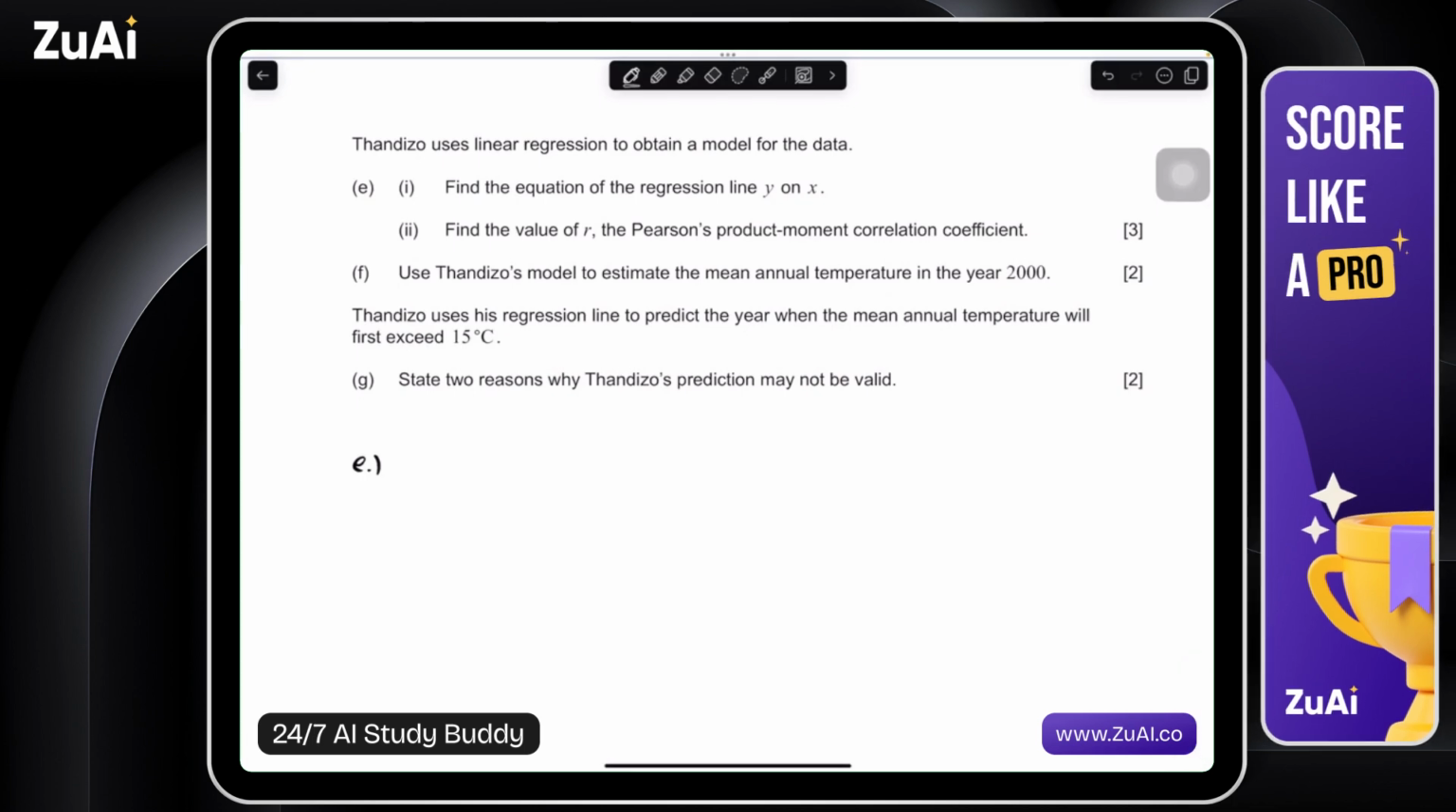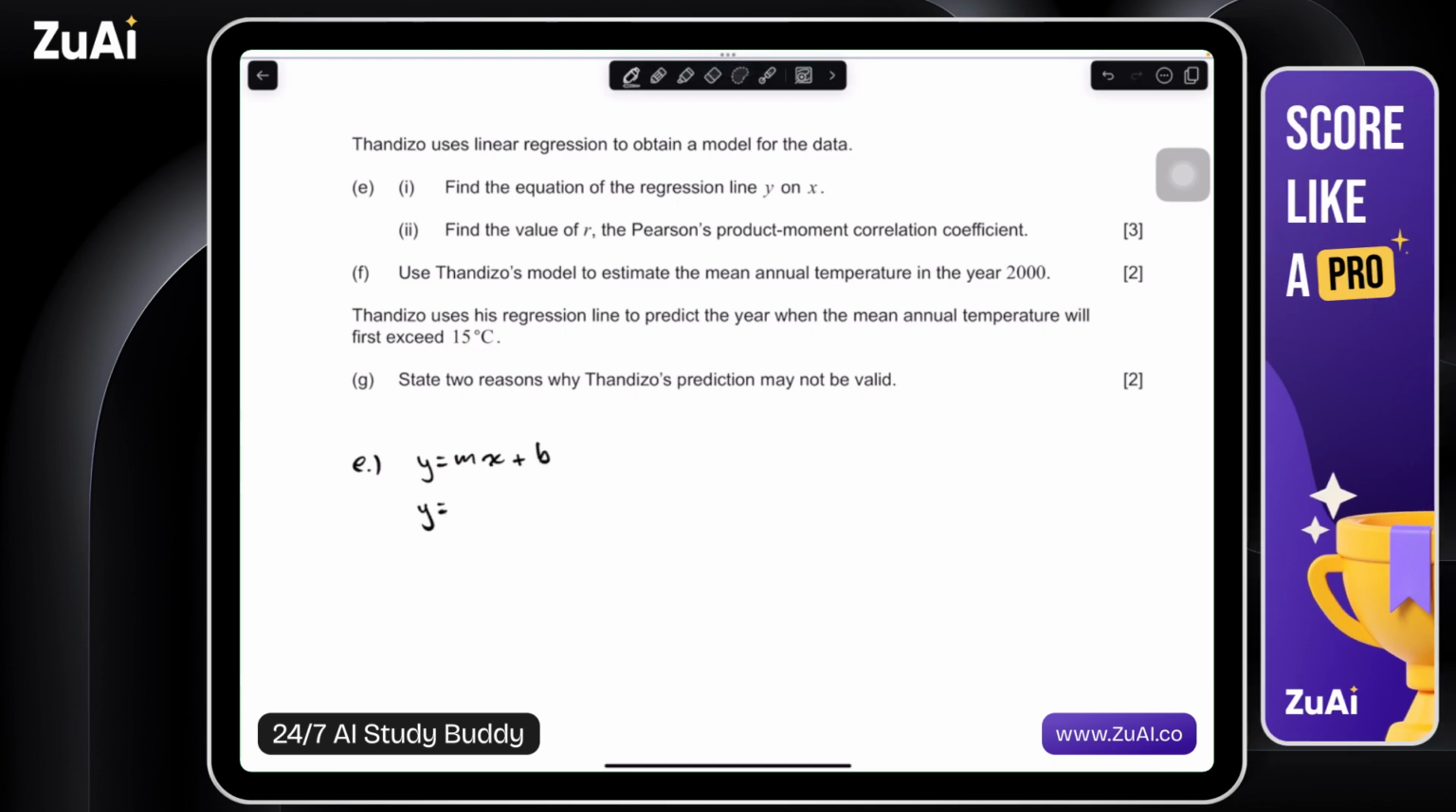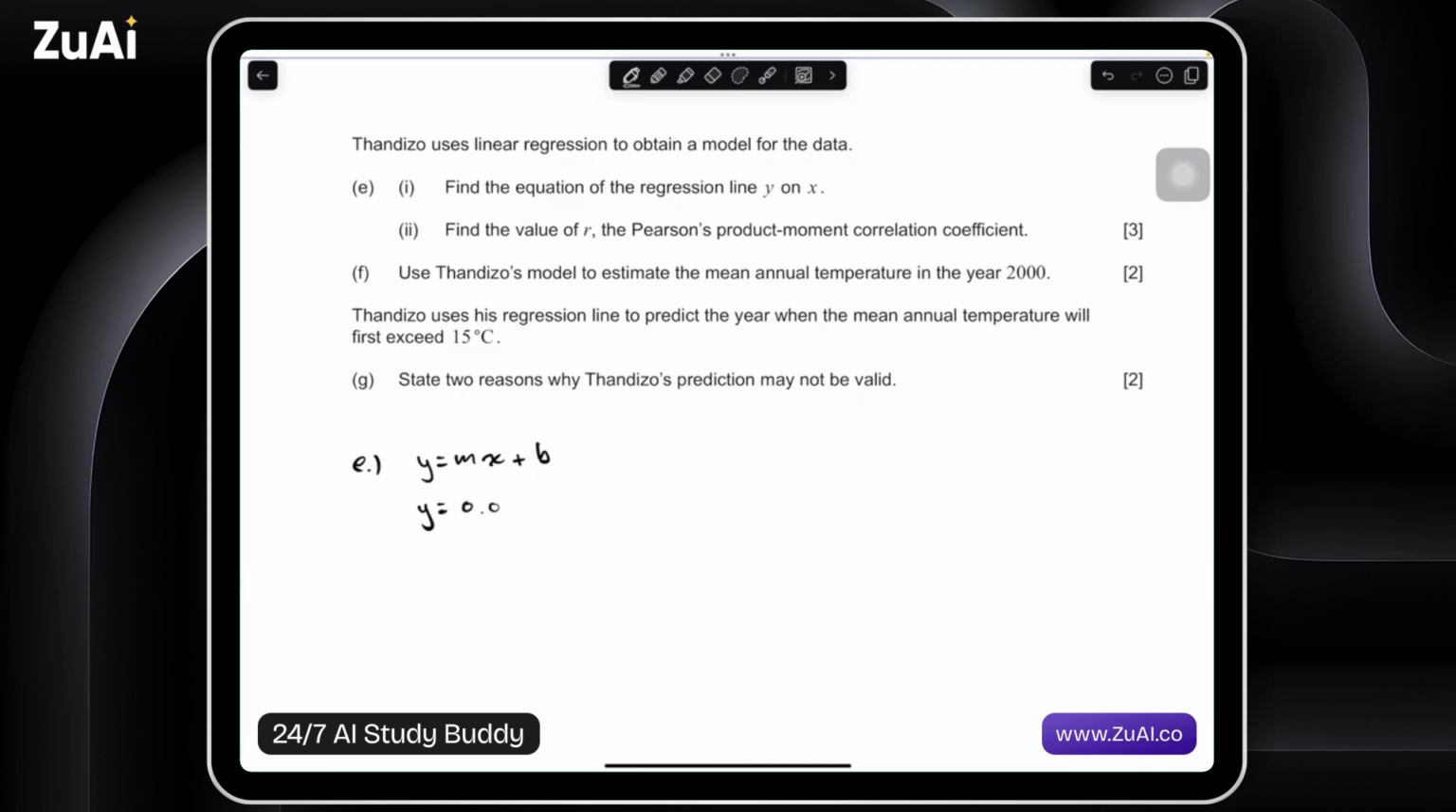So find an equation of a regression line y on x. We're going to have this equation of a line as y equals mx plus c or b, doesn't really matter. And let's use b since that's what our calculator has given us. And we have y is equal to, just reading off from the calculator, m as 0.00256, so we'll round that to 0.00256, x plus, and the value of b was 4.464, so we'll round that to 4.46.